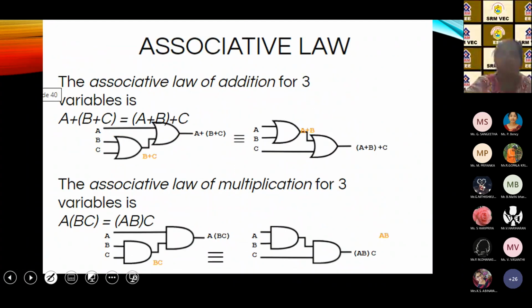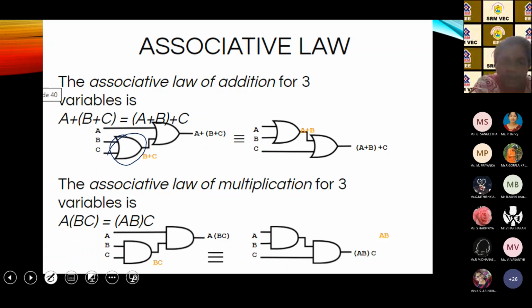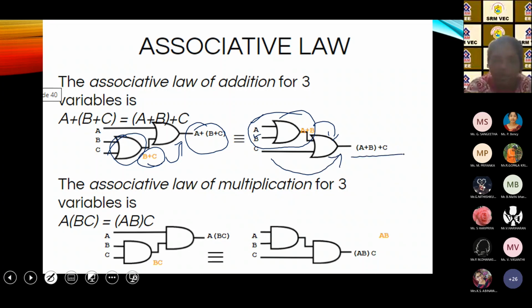Okay, next we'll go for the associative law. What is the associative law which we have studied? A plus (B plus C) is equal to (A plus B) plus C. For B plus C, we use an OR gate, and then the output of this B plus C gate is ORed with A. Similarly, we can take A OR B, and with this answer, we can add this C. So this is called A plus B plus C.